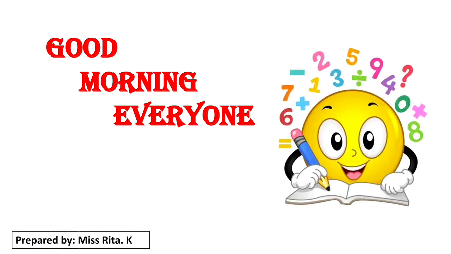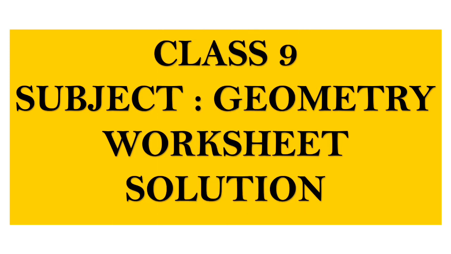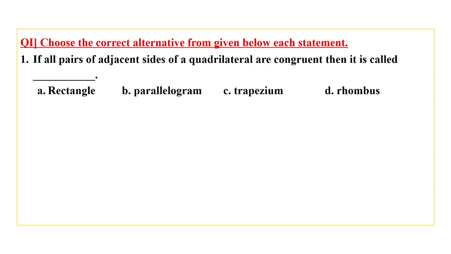Miss Rita here. Children, in today's video, we are going to solve the worksheet. Question number 1 is given in your worksheet. Choose the correct alternative from those given below each statement. The first one is given. If all pairs of adjacent sides of a quadrilateral are congruent, then it is called dash. Options are given: rectangle, parallelogram, trapezium and rhombus.